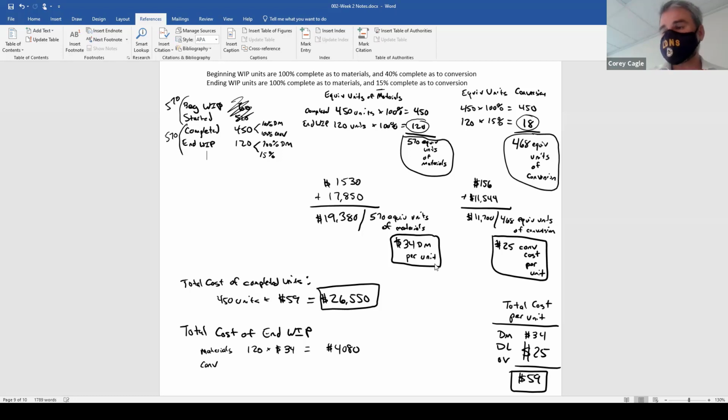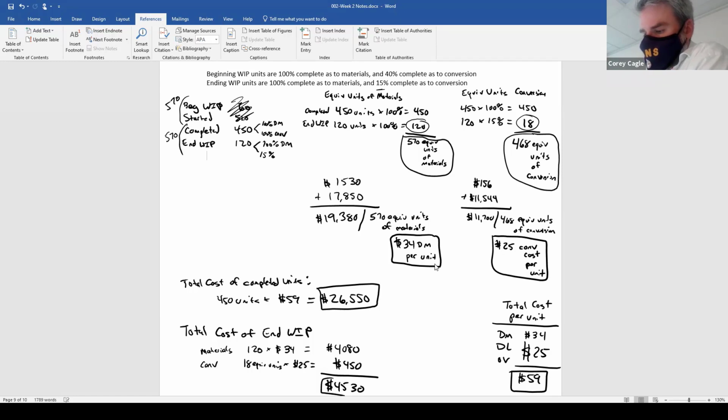Conversion, not 120 units. So that's the number 1 mistake that I see, somebody computing that, saying, okay, 120 units times $25. No. Our equivalent units of conversion that are in ending work in process is 18 units. Times 25. $450. Total $4,530.